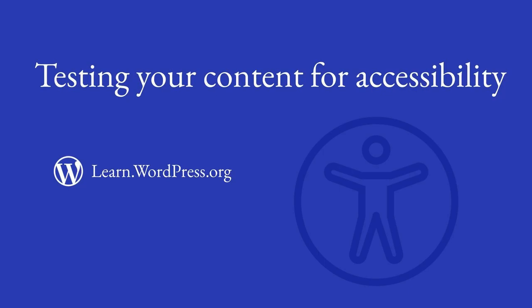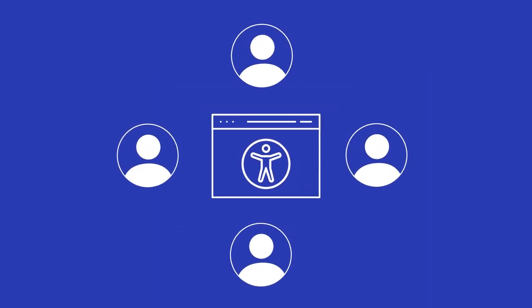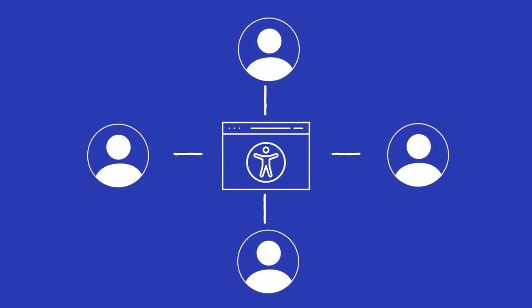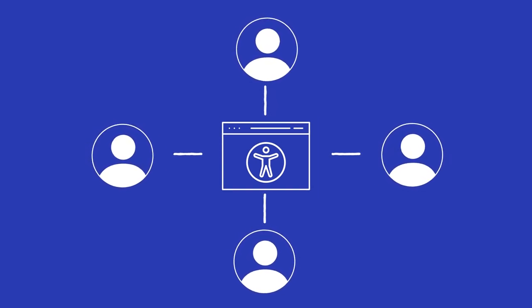In this lesson, we will talk about testing your content for accessibility. If you watched the first lesson on this topic, you're already familiar with the term accessibility and aware of its importance. Let's recap. Digital accessibility is a broad term that ensures that as many people as possible can use the web, be it operating an online service or consuming online content.